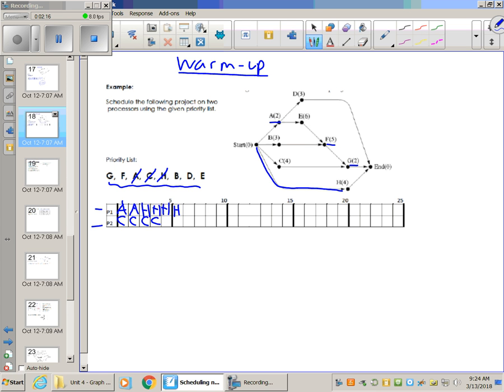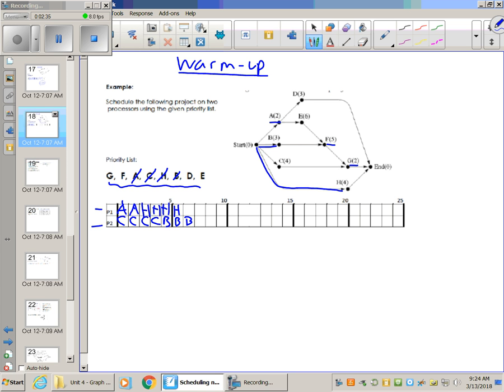So again, look at our list. G's not ready. F's not ready. Is B ready? Yes, it is. It's coming from the start. And again, it has no prerequisites. So let's give it to processor 2. Far left as we can go. 1, 2, and 3. Now B's out.